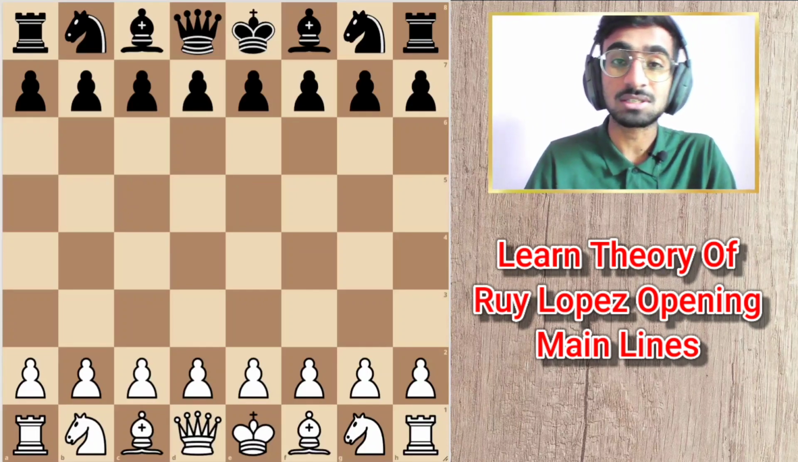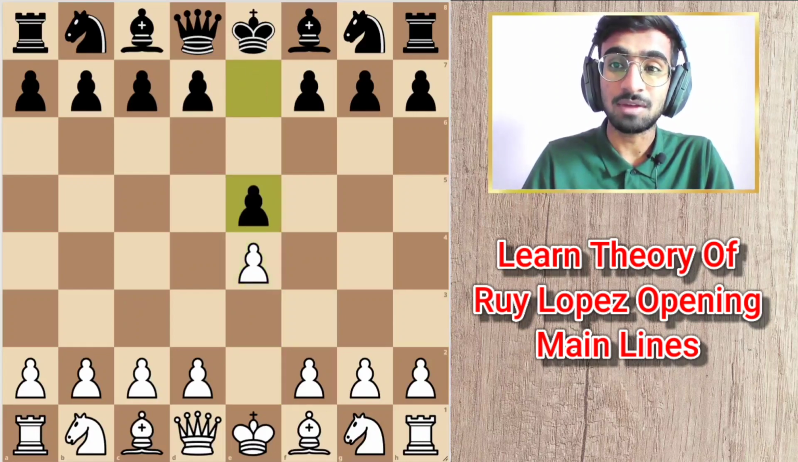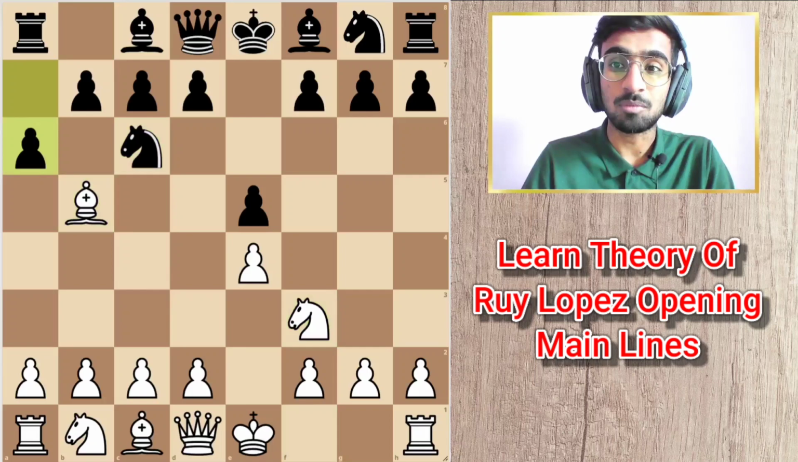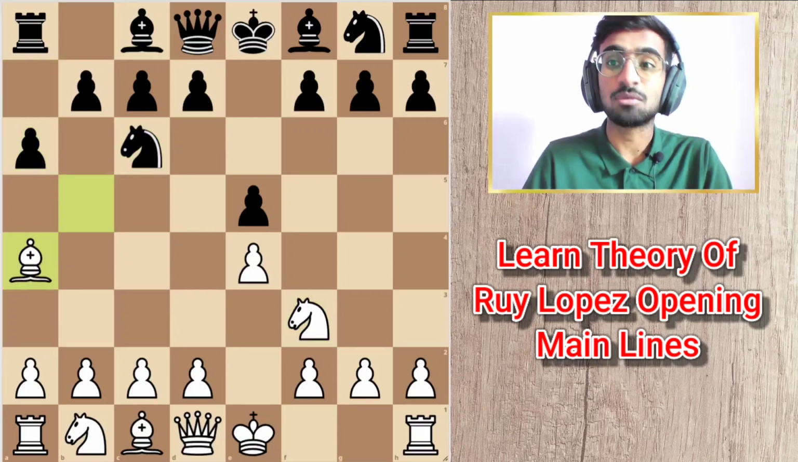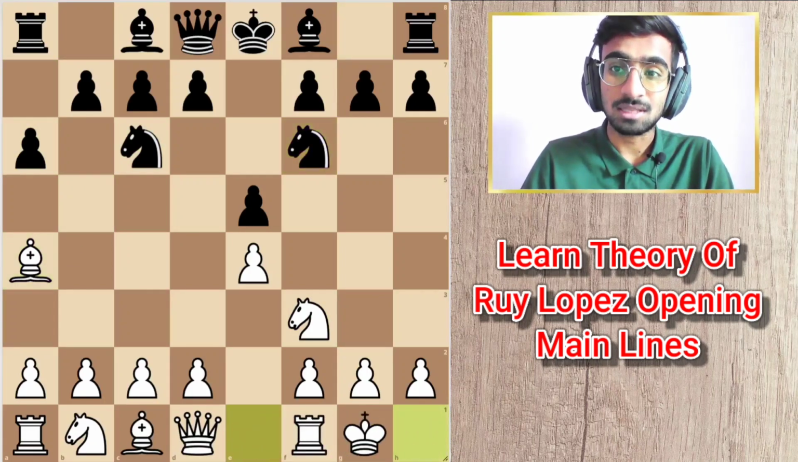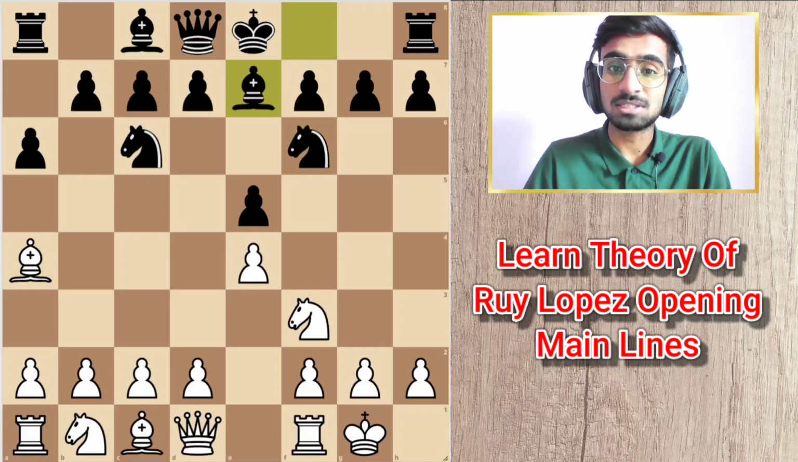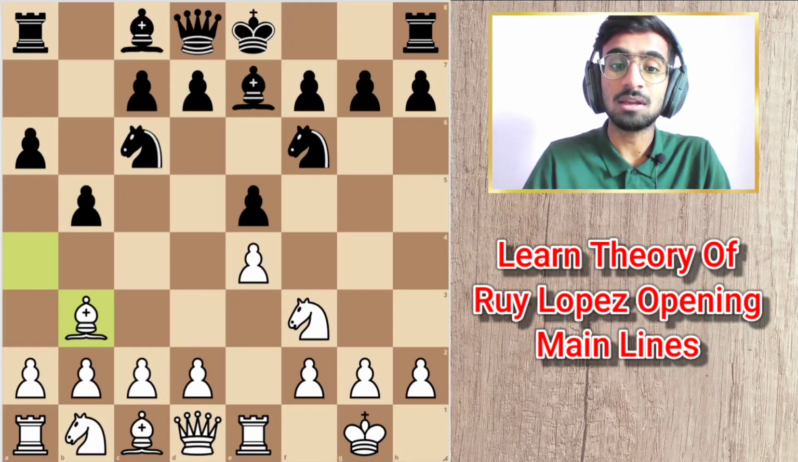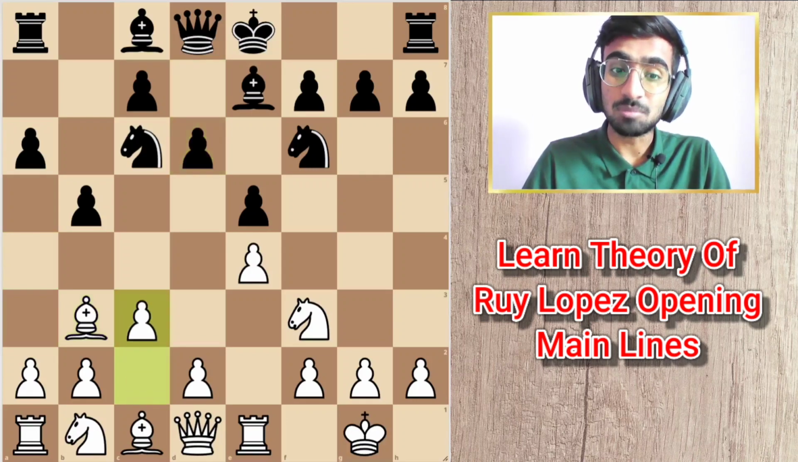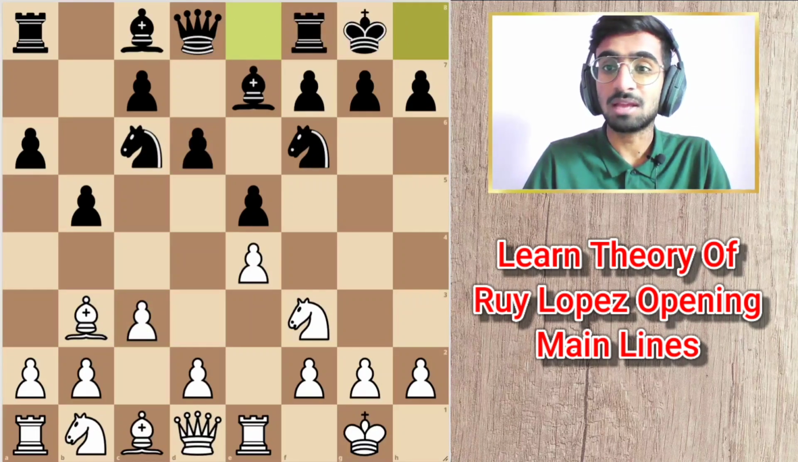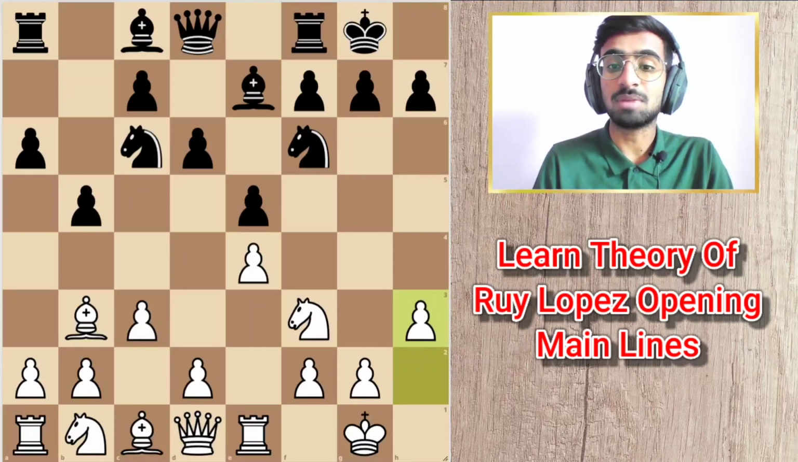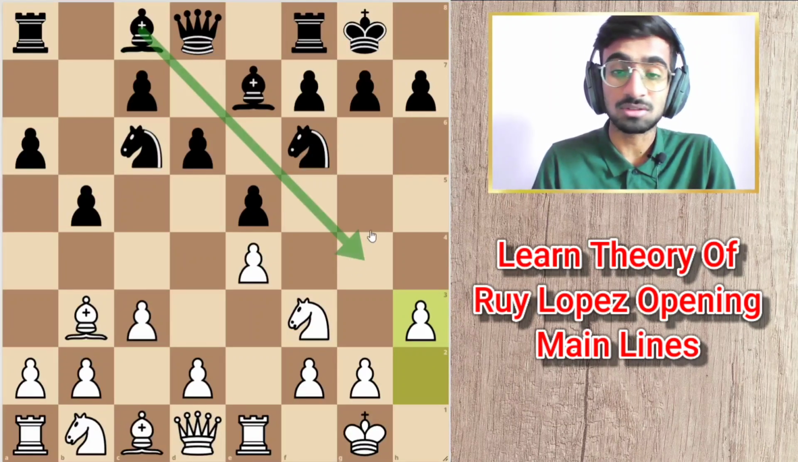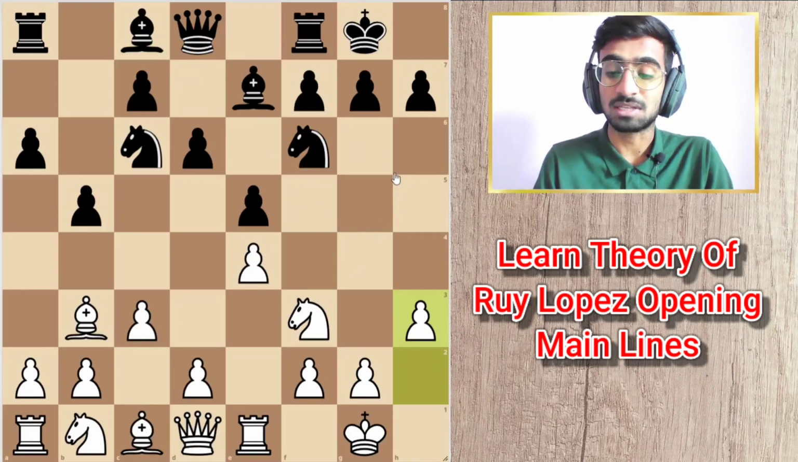So closed variation starts with e4, e5, knight f3, knight c6, bishop b5, pawn a6, bishop to a4, knight f6, then castles, bishop e7, rook e1, b5, bishop b3, pawn to d6, then pawn c3, then castles by black, then pawn h3. The plan for white is he doesn't want to allow this bishop g4 move, so that's why h3.